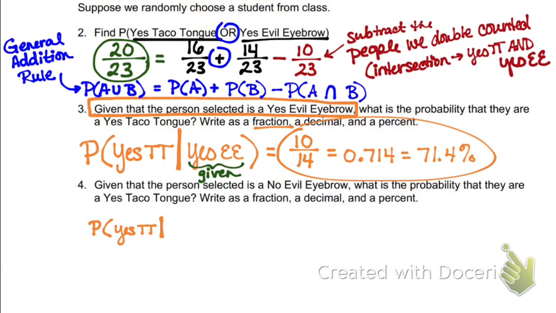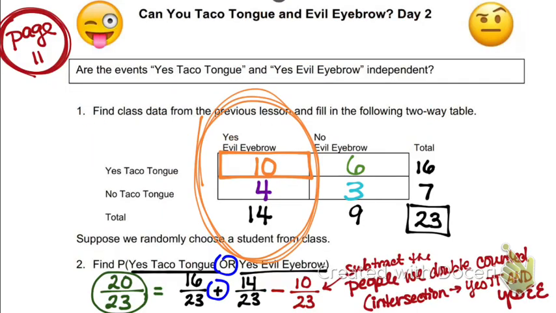What are they giving me? They're giving me no to evil eyebrow. So again, this part right here is my given part, or my condition. I'm going to pull that table back up so that we can look at it together. What's the probability that they are a yes taco tongue if we know they are a no to evil eyebrow?